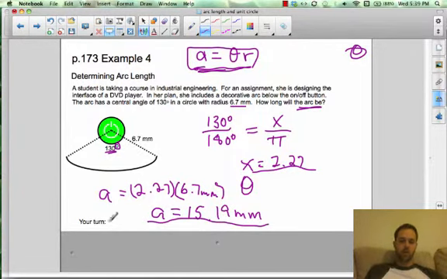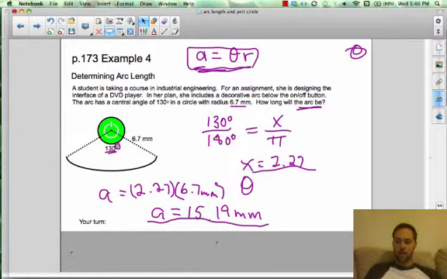Now I want you to pause the video and complete the your turn at the bottom of page 174, and then when you're done you can come back and check out the answers for the your turn.